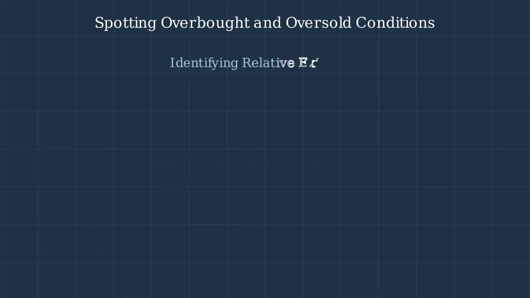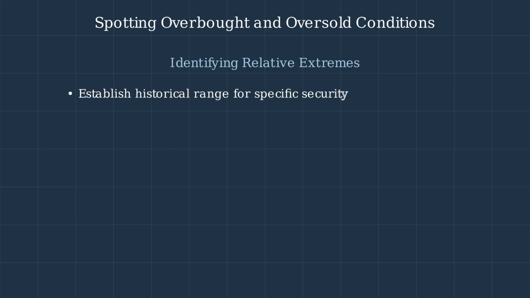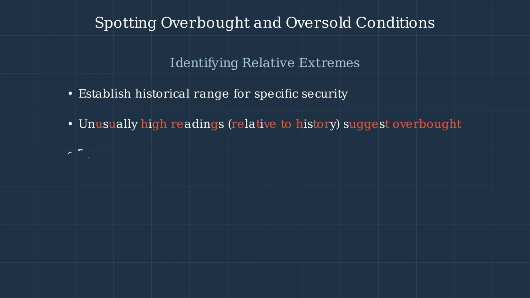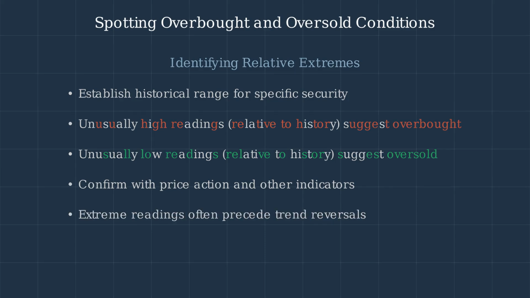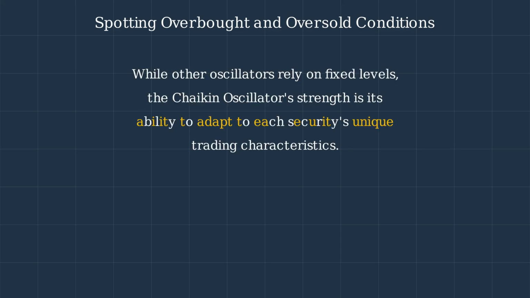When working with the Chaikin oscillator, it's important to understand that overbought and oversold conditions are relative to each security's historical pattern. Unusually high positive readings can signal overbought conditions, while extremely negative readings often indicate oversold conditions. Always confirm these signals with price action and other indicators before making trading decisions. Unlike fixed-level indicators, the Chaikin oscillator's strength lies in its ability to adapt to each security's unique trading characteristics, making it particularly valuable for identifying potential reversal points.